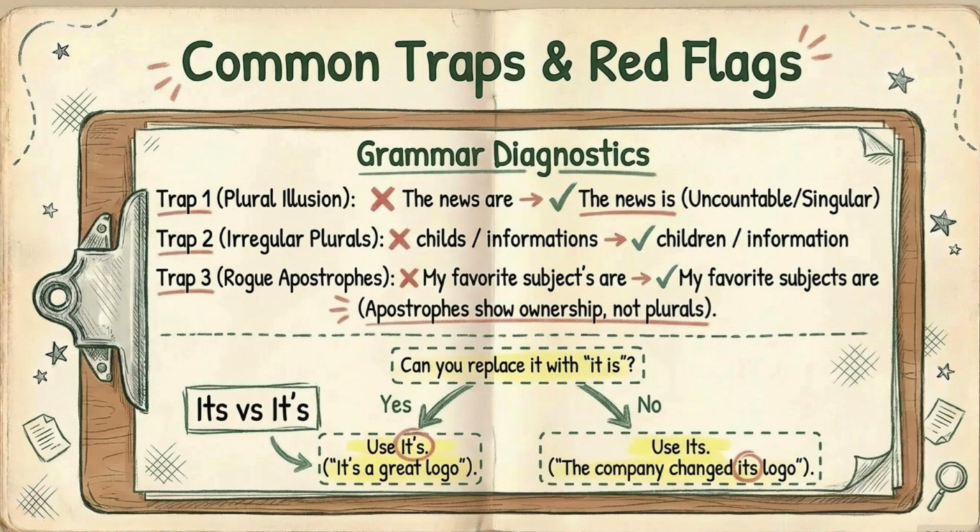Common traps and red flags. A few traps catch even confident writers. "The news are" is wrong. News is uncountable in singular, so it's "the news is." Watch irregular plurals too. It's "children" and "information," never "childs" or "informations." And apostrophes signal ownership, not plurals. "My favorite subjects are," with no apostrophe at all. Also, "it's" means "it is." "Its" shows possession, as in "the company changed its logo."